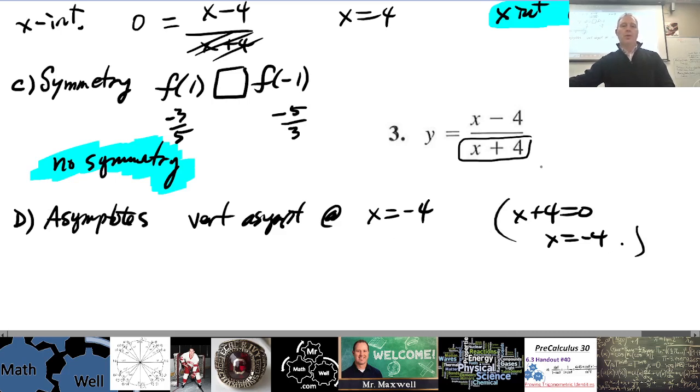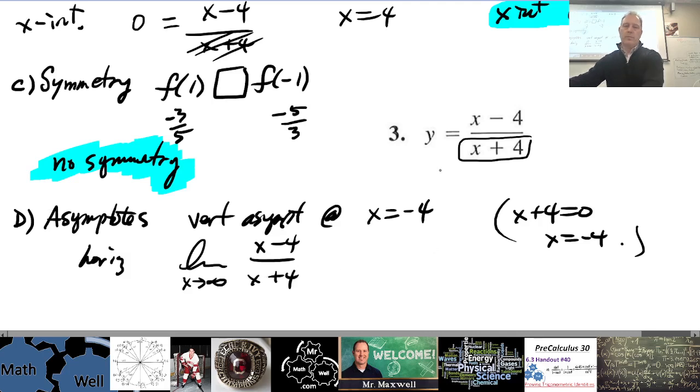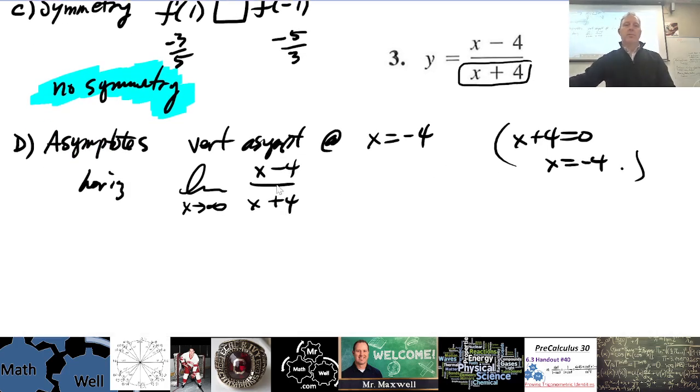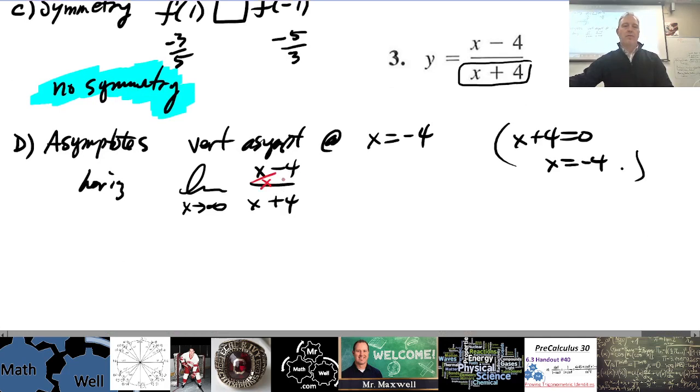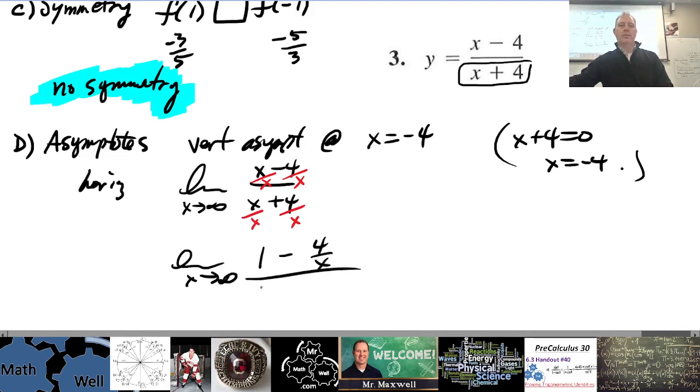Okay. Horizontal asymptotes. If there's one, we're going to examine the limit as x approaches infinity of (x - 4)/(x + 4). You might remember, hopefully, to divide every term by the x with the largest exponent, which is just regular old x. And this turns into (1 - 4/x) over (1 + 4/x).